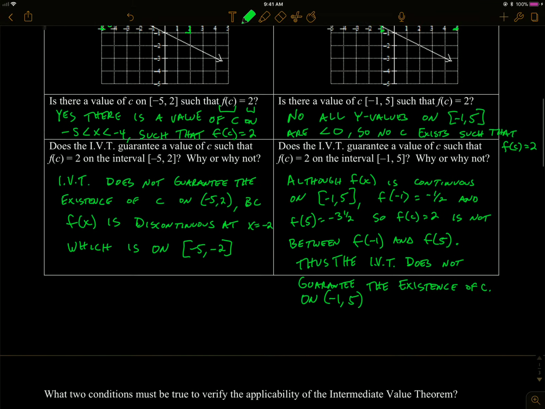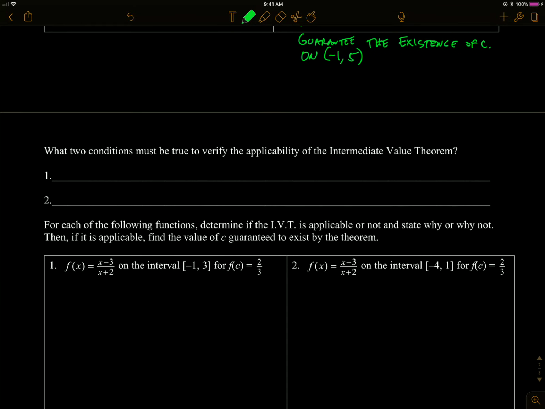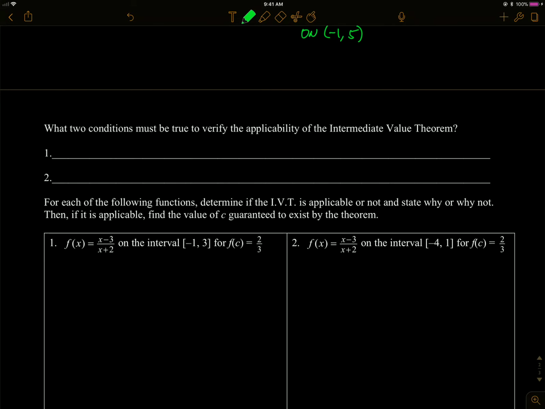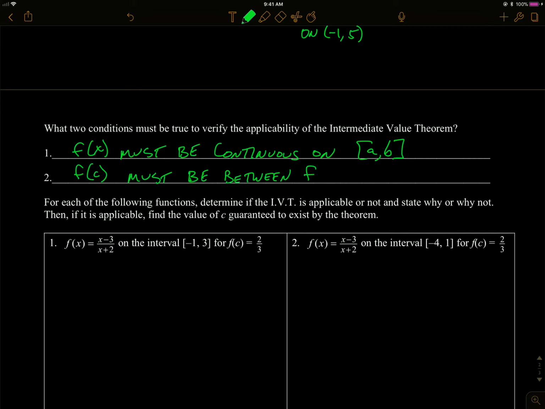By showing how it fails, we're coming across the two things that have to happen. So we'll summarize those. The first thing is that f of x must be continuous on the closed interval a to b, and f of c must be between the y values. Again, the second criteria is really about y values. So f of x has to be continuous, and the y value we're looking for has to be between the two y values at the endpoints.